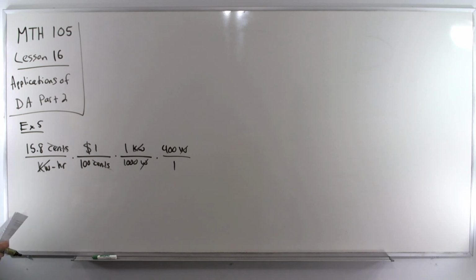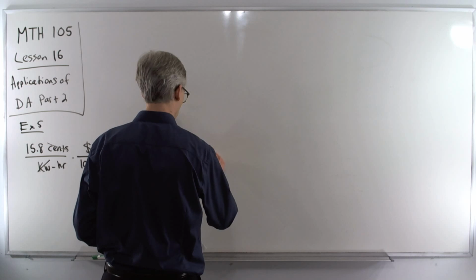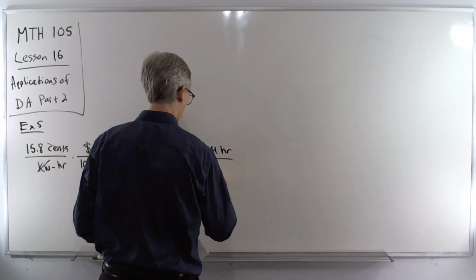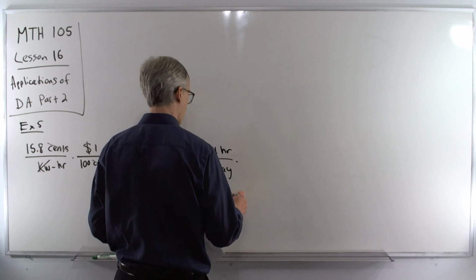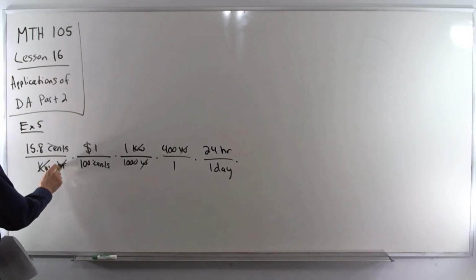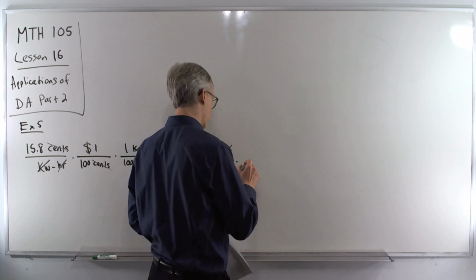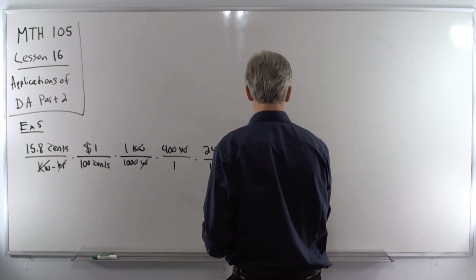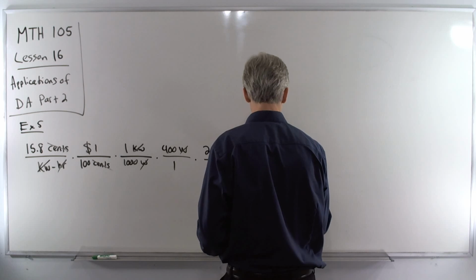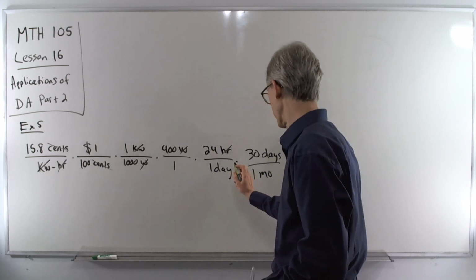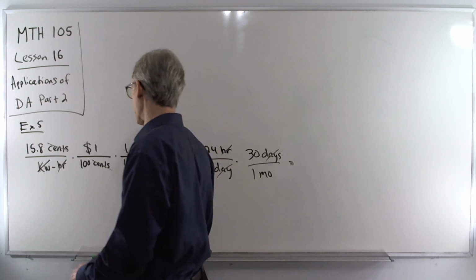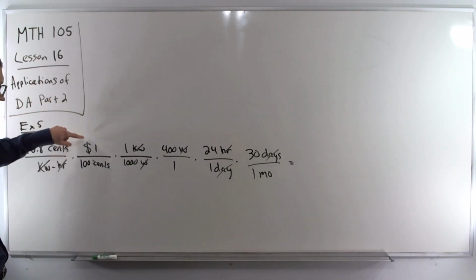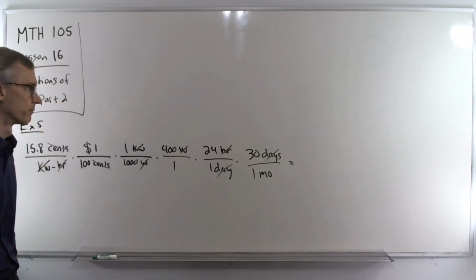Now the only thing we have left to do, since we're talking about a time period of a month, is we need to convert this hour into a month. All right, so hours to days, hours cancel. And then 30 days in a month. And let's see what units we have left. Everything's canceled except for dollars on top and months on the bottom.